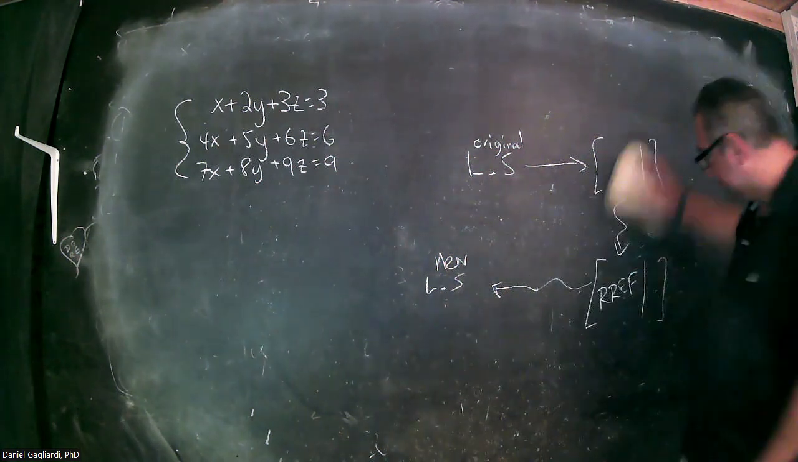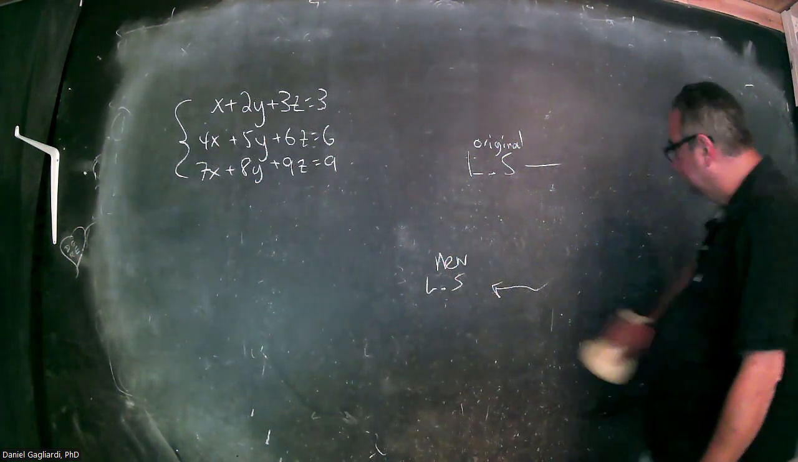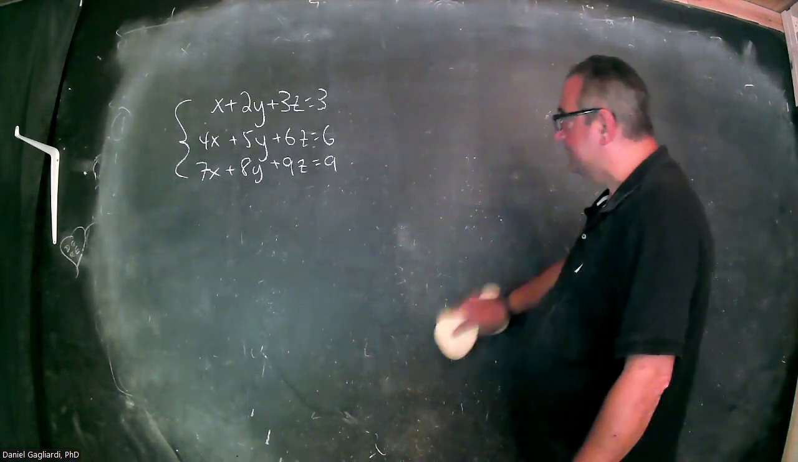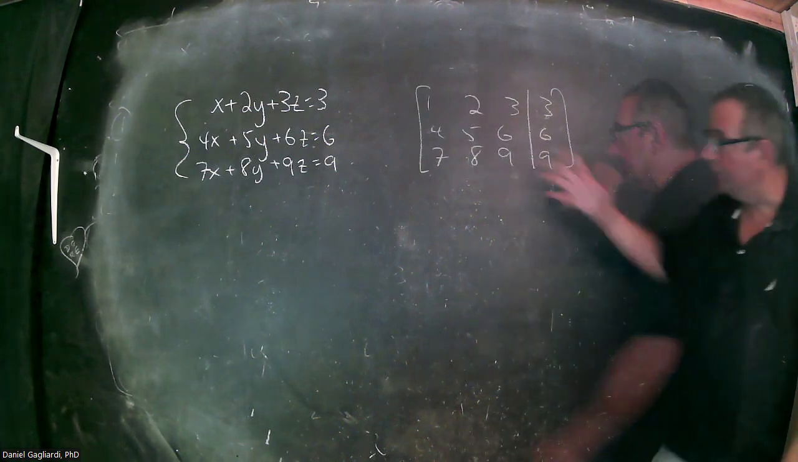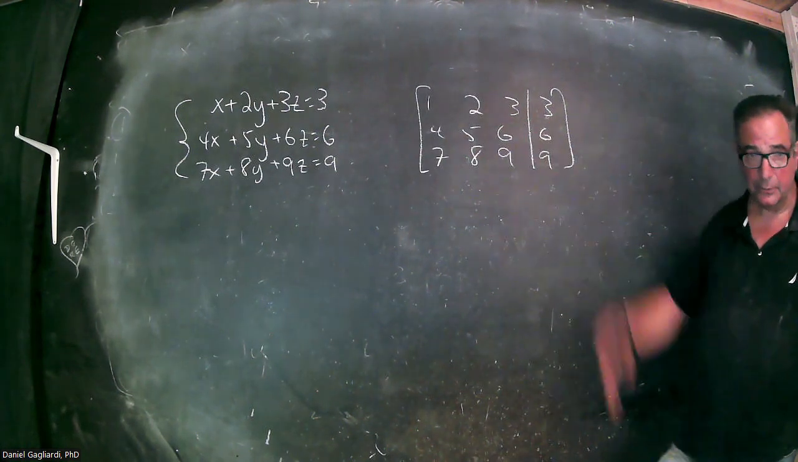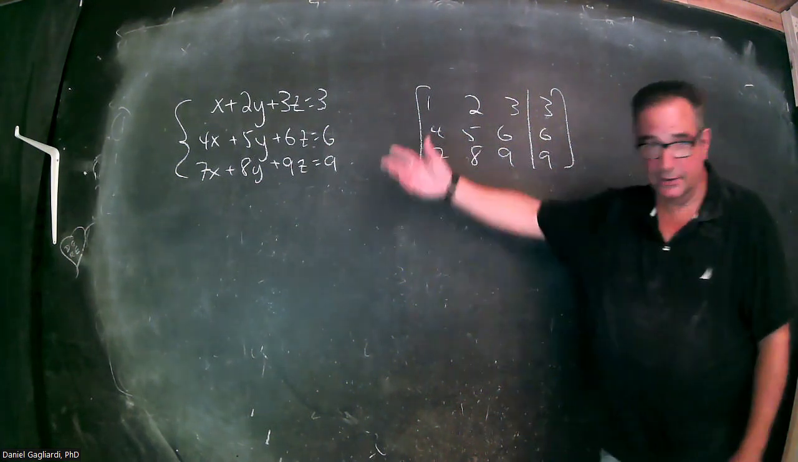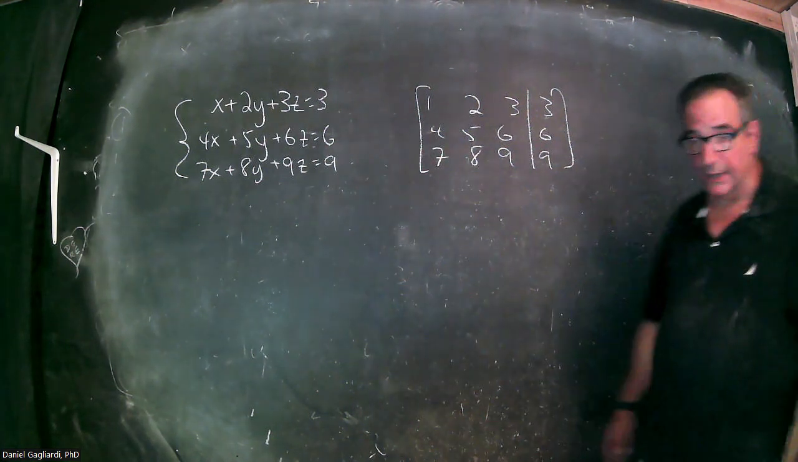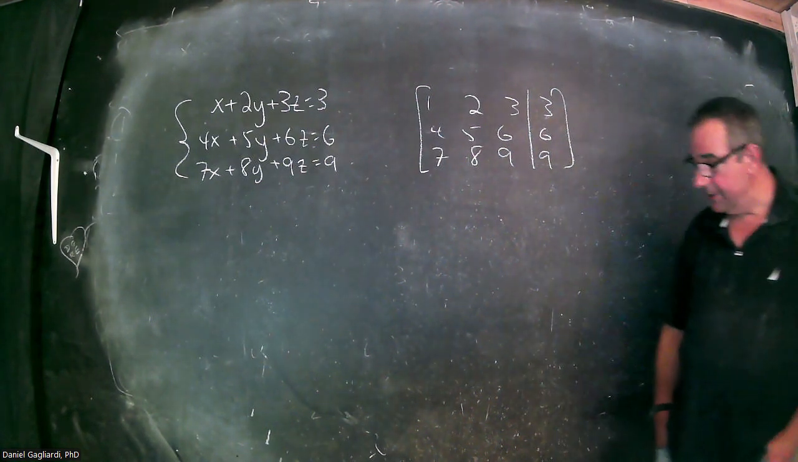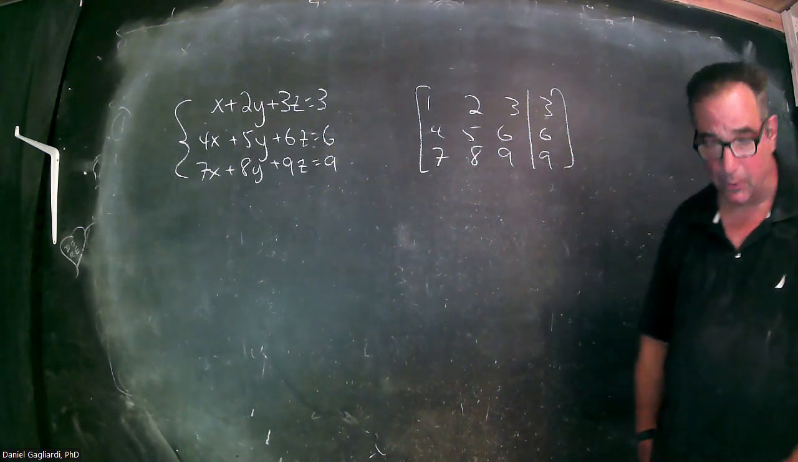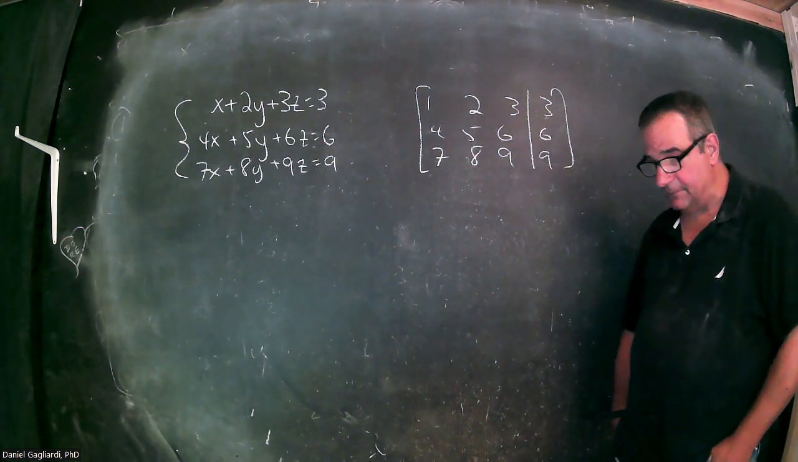All right, so the first step is to take the linear system and create an augmented matrix. So there's the augmented matrix corresponding to the linear system, on the left. Okay, so let's apply row operations to reduce this to reduced row echelon form.